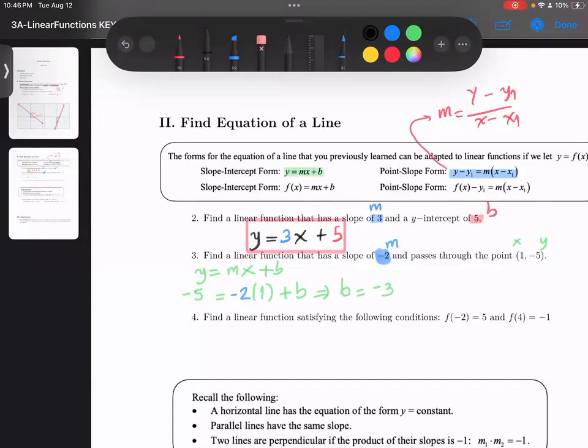Now I can use y equals mx plus b. Now I have my m, I have my b. All I have to do is plug them in and I've got my equation: y equals negative 2x plus negative 3, which is negative 3.